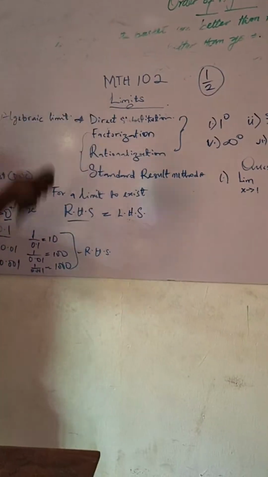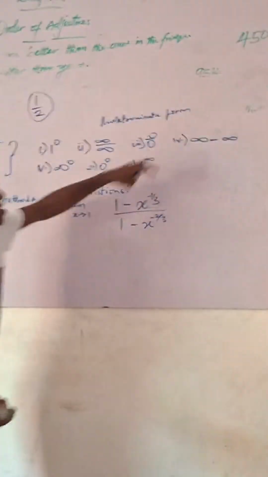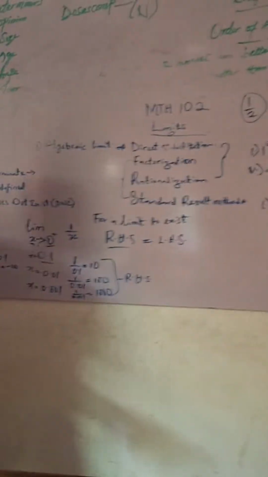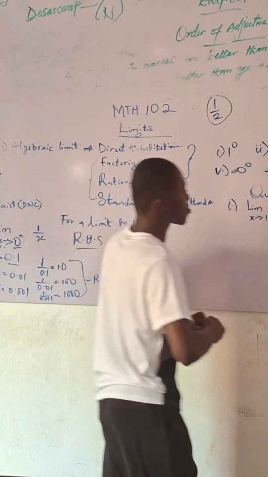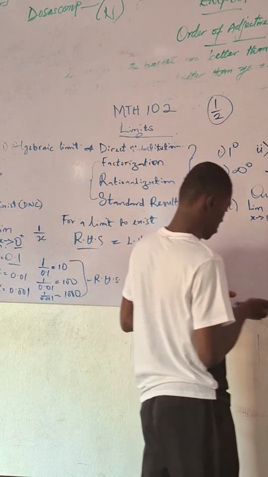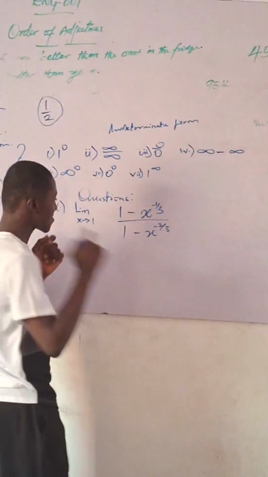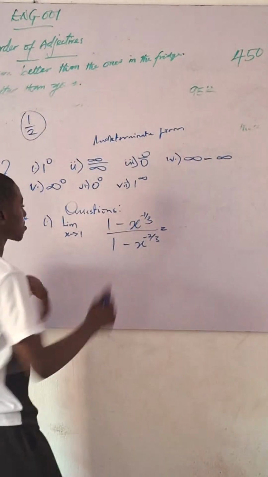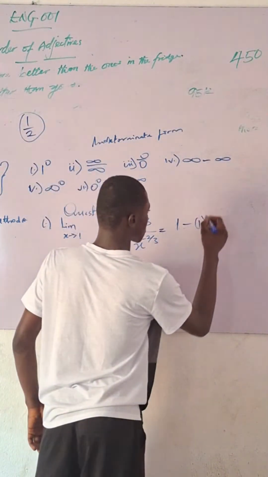Indeterminate is when you get infinity over infinity and you already use factorization or rationalization and so on. So let's try to solve this one. Now let's look at this one. Use direct substitution. This will be 1 minus 1 raised to the power.